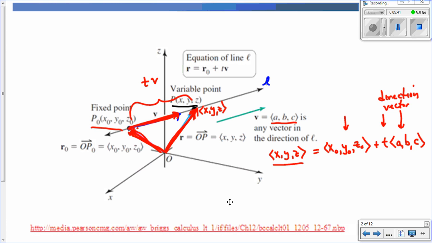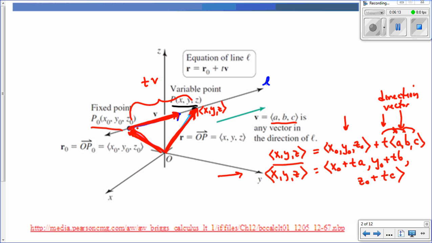Now you can take this, work with the vector in the component form, and rewrite it as x, y, z equal, now this is just x naught plus t times a, y naught plus t times b, and then z naught plus t times c. Just multiplying the t through and then adding the two vectors. And so this form of the equation of the line, you can think of each of these components as if it's parametric form.